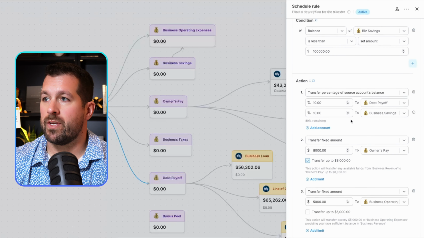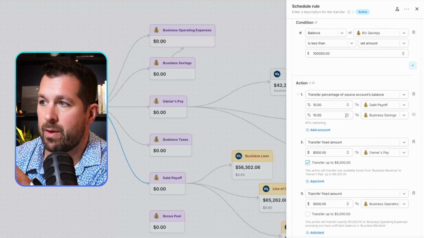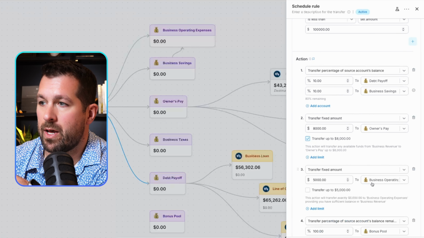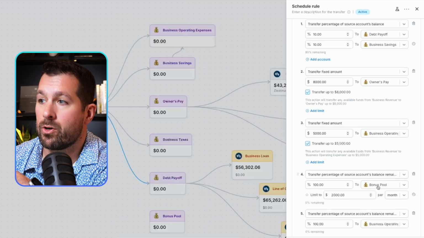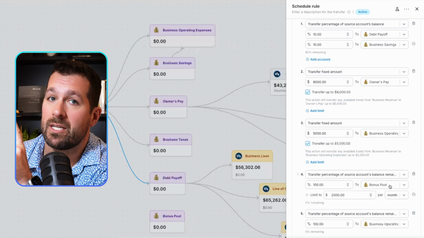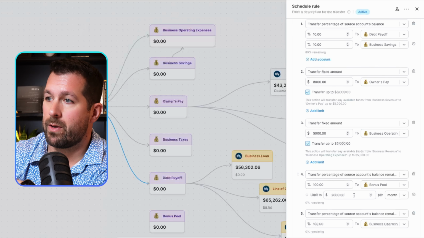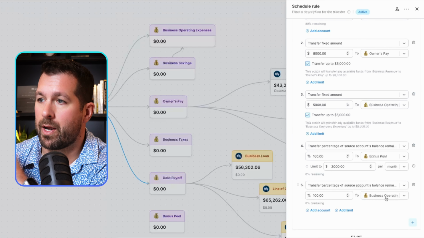So just like that, in this new set of rules, if it's under $100,000, 10% is going to debt payoff, 10% to the business savings, $8,000 to owner's pay, $5,000 to our business operating expenses. We've got 100% of the remainder going to our bonus pool, but we're going to limit that to $2,000 per month. So if there's another $10,000 left over, it'll just put $2,000 in. And then all of that extra money will be going into our business operating account.